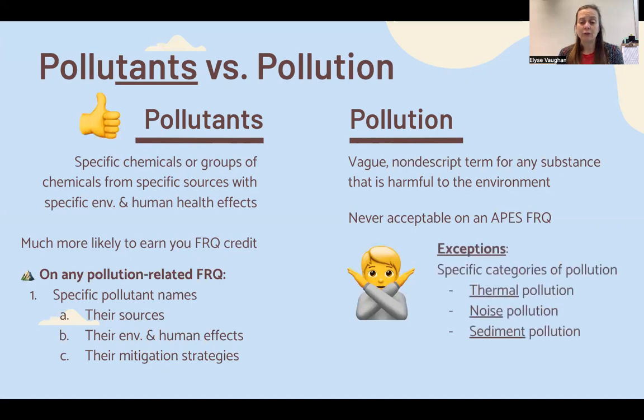Now, when we talk about pollution, the 3 exceptions that are allowed for you to use the term pollution would be these 3 specific categories of pollution. Thermal pollution, where water is being warmed, usually by a power plant, frequently by a nuclear power plant. Noise pollution, where we're talking about noise that harms the animals in the environment or humans in the environment, or sediment pollution, where we're talking about sediment washing into a body of water. So those are the 3 times that I'm going to allow you to use the word pollution, but I do not want to see air pollution, water pollution, land pollution. Okay, we've got to be more specific than that and name a pollutant.